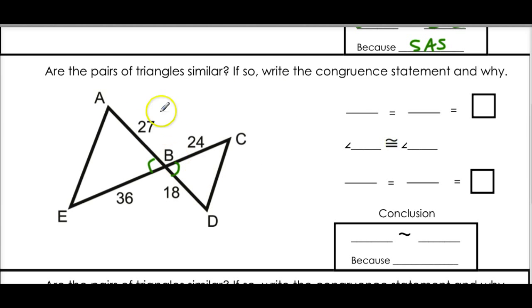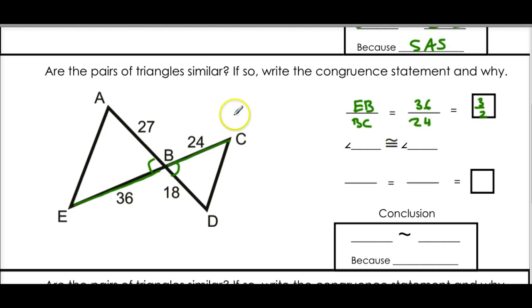Now we just have to check to see if the sides have the same ratio. So let's try that. Let's start here. We're going to do the biggest side of our first triangle, which would be EB. That's our bigger side. And the biggest side of our second triangle is BC. EB over BC would be 36 over 24. And we just did that. That's the same thing as 3 over 2.